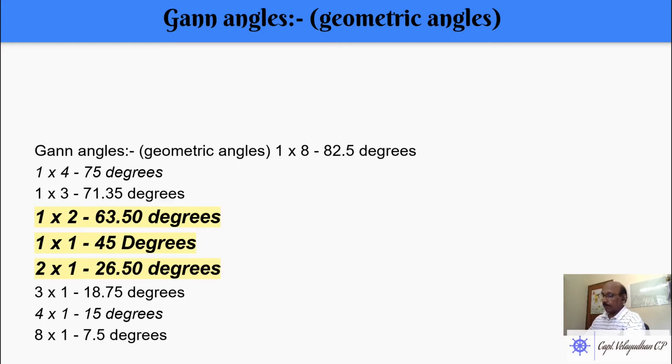These are the Gann angles. Most of the time, all the charting softwares give Gann angles. But we have to see which angles are correct with respect to your monitor. All charting softwares are not correct. So I suggest it is better to draw a Gann chart like this.